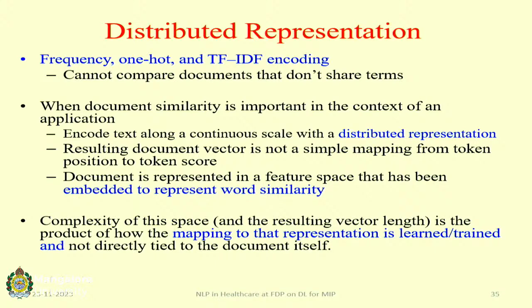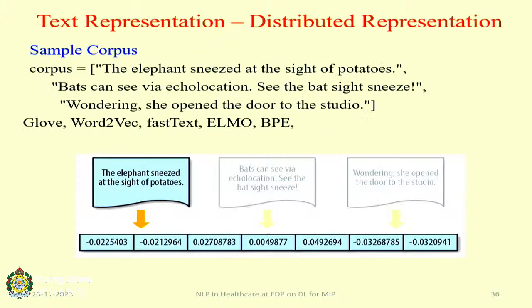And what happens in distributed representation, you can see here. This is for the first one. Do you remember? Earlier the dimension was 18. Now the dimension is 1, 2, 3, 4, 5, 6, 7. And this 7 is not for each word. This is not for elephant, this is not for sneezed, not that one. This is the representation for the whole sentence, the elephant sneezed at the sight of potatoes. And even for this you will get a vector of size 7.